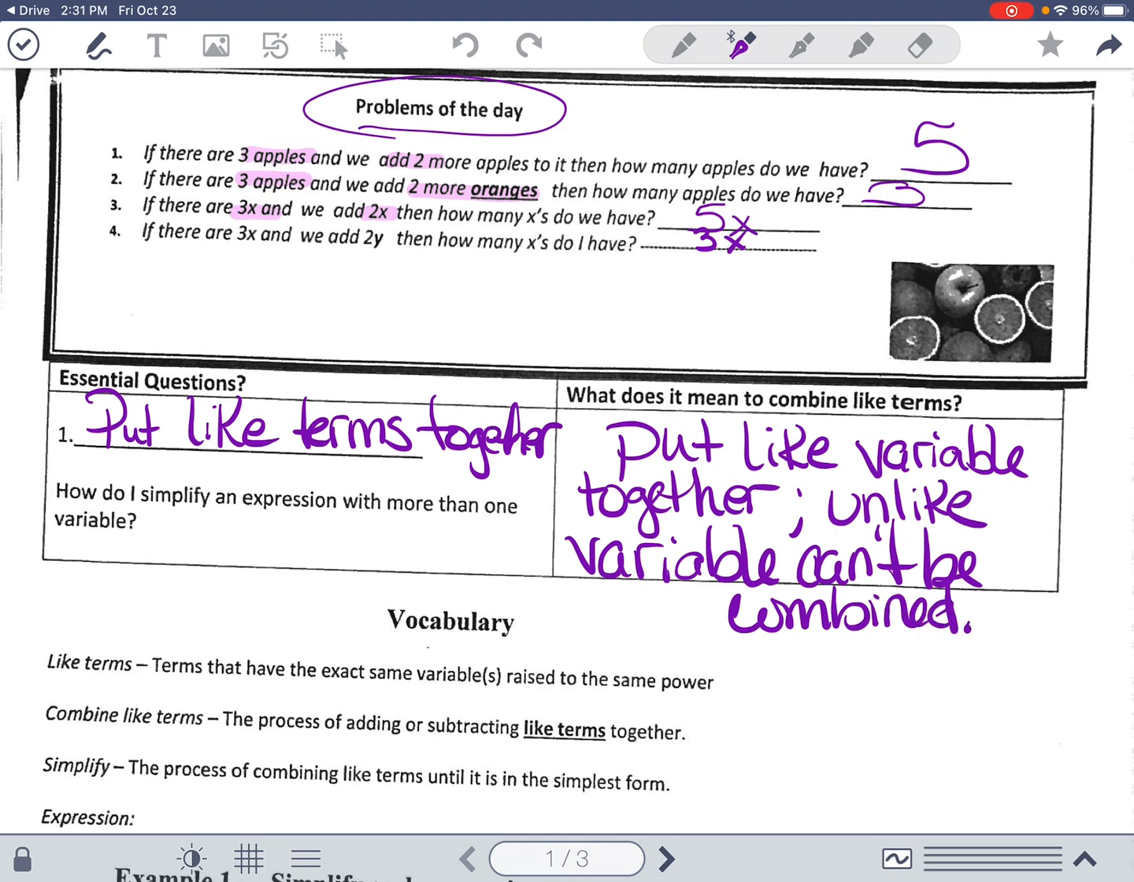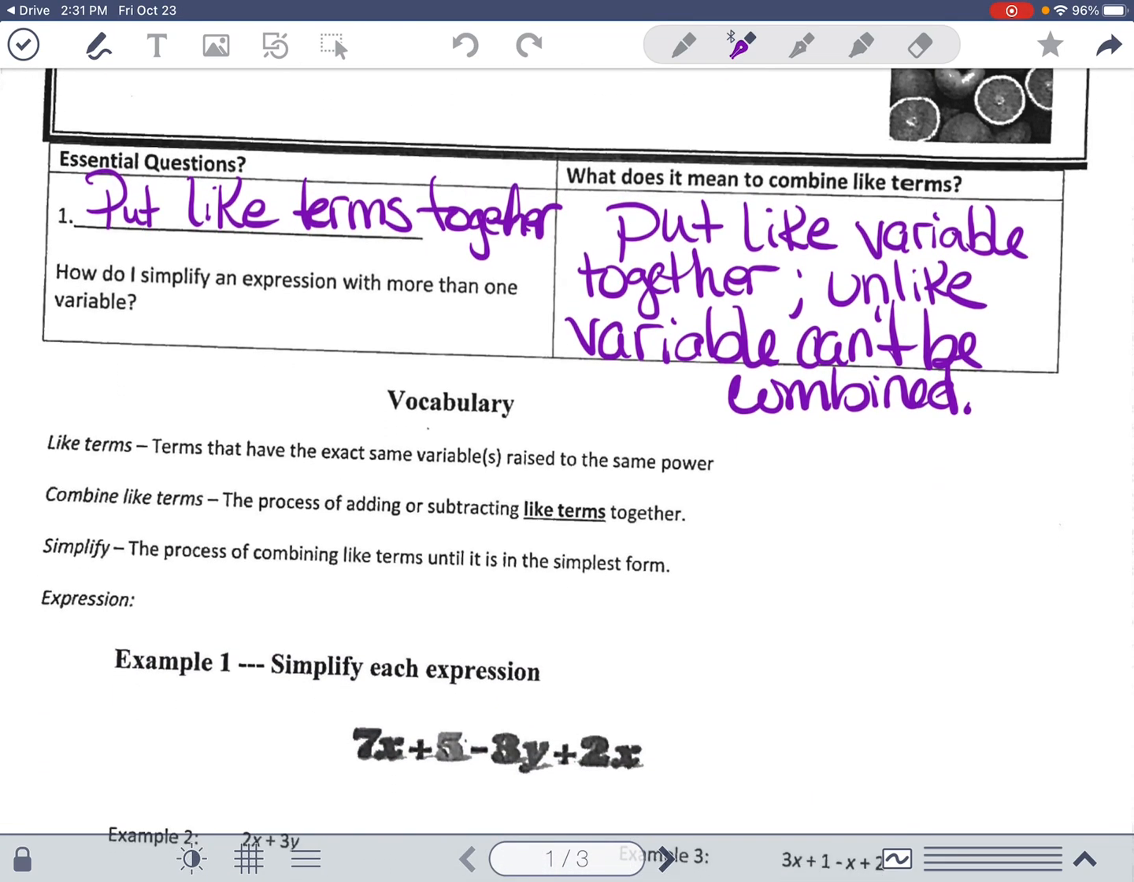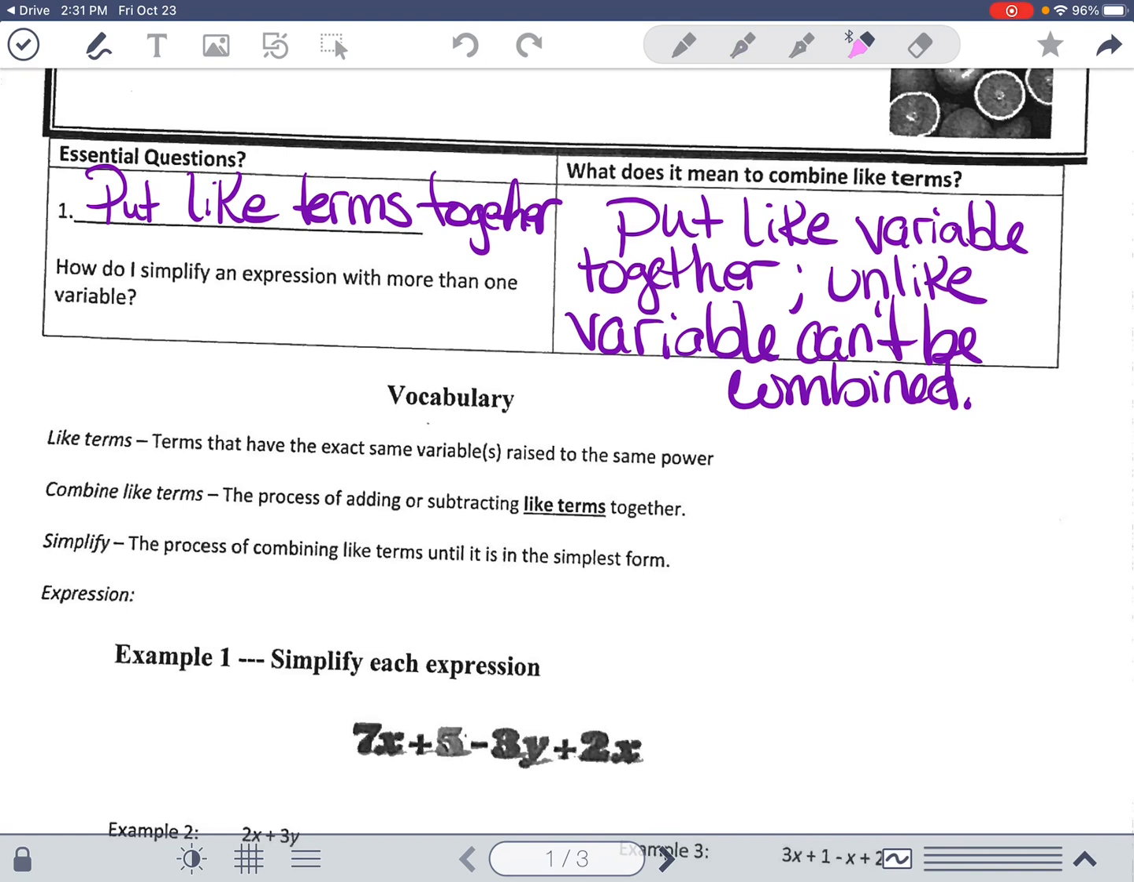Okay. All right, so here's some key words we need to focus on for combining like terms. Like terms. What are like terms? Terms that have the exact same variable and the same power. For example, 2x and 4x. They have the same variable, and their variable actually has the same exponent. It's an invisible 1. Okay?